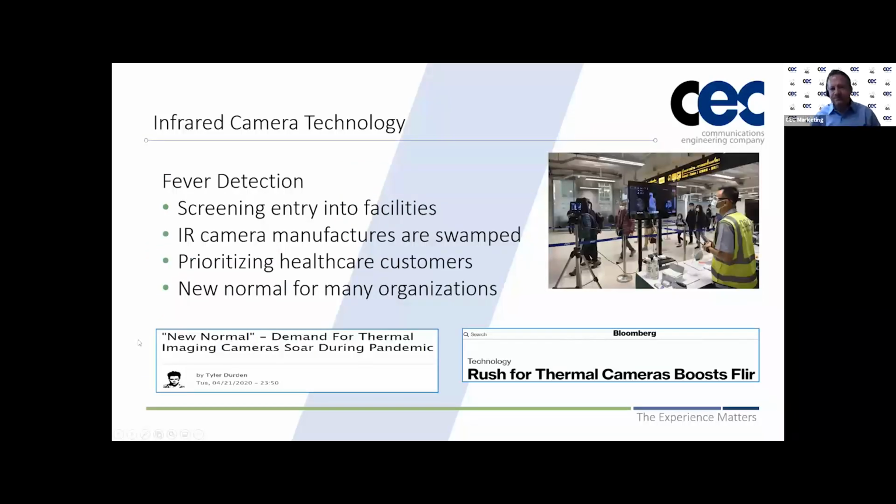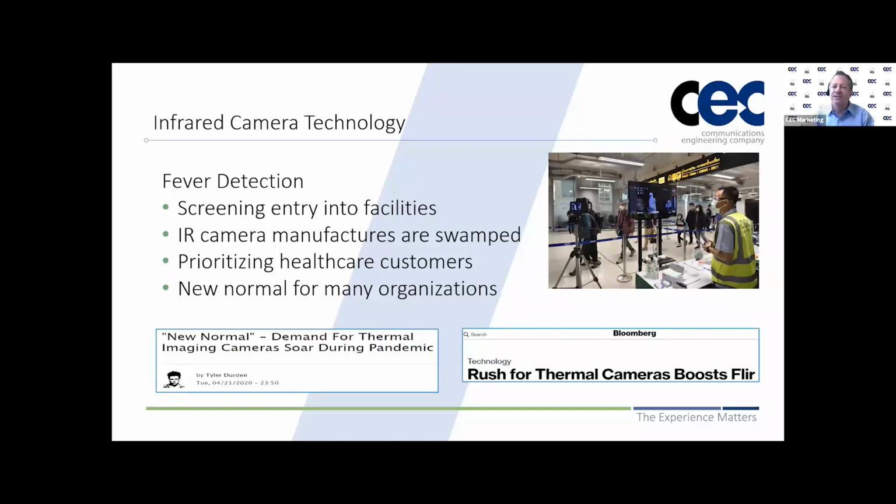So now we've got a situation where organizations are wanting to screen their employees and their visitors before they enter the facility. Consider that for a manufacturing plant, the cost of shutting down that plant, even for a day or two, could run them millions of dollars in terms of lost production revenue. Public and retail spaces want to assure that they are providing a safe environment for their visitors so that they can attract more foot traffic.